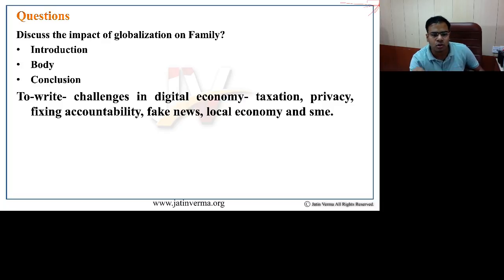So the chain is so long, the nature of crime is spreading across states and countries, due to which fixing accountability becomes very tough. It is a very blurred identity which leads to this problem of fixing accountability. The fourth important challenge in the digital economy is fake news.